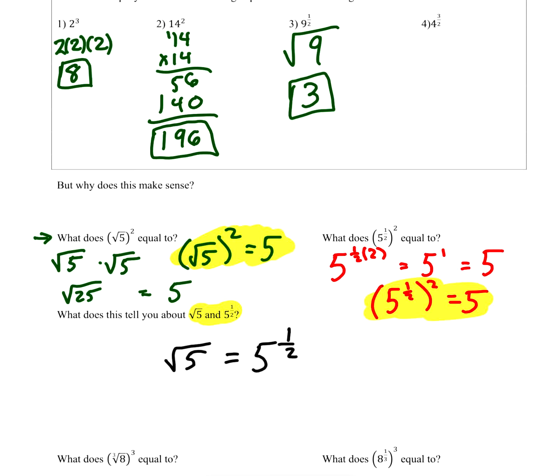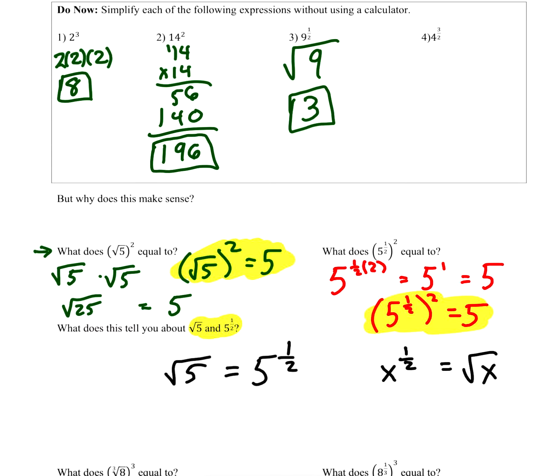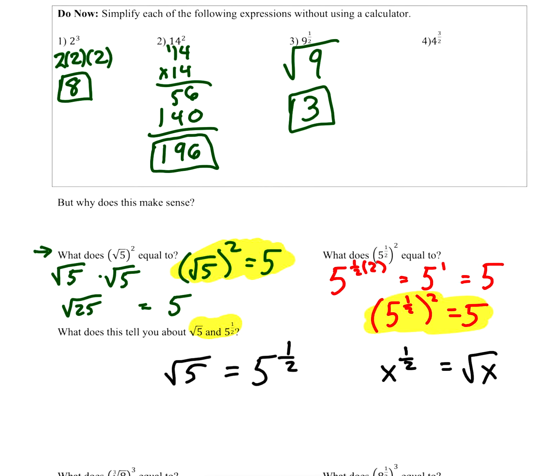So, that just means whenever you raise any base to the 1/2, it's just the square root of that base. So, if I were to do x to the 1/2, that is just equal to the square root of x. And that is why also, when you look at 9 to the 1/2, that's the same thing as the square root of 9, which is 3.